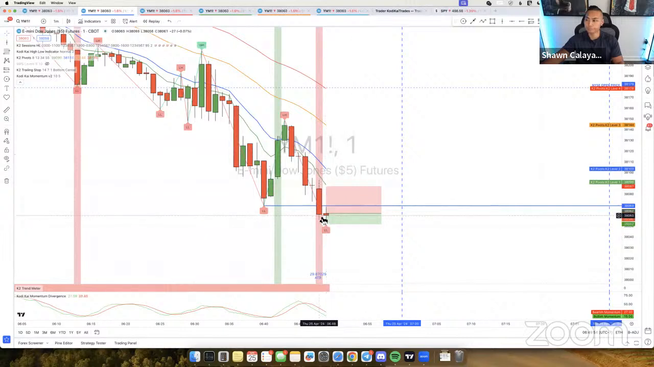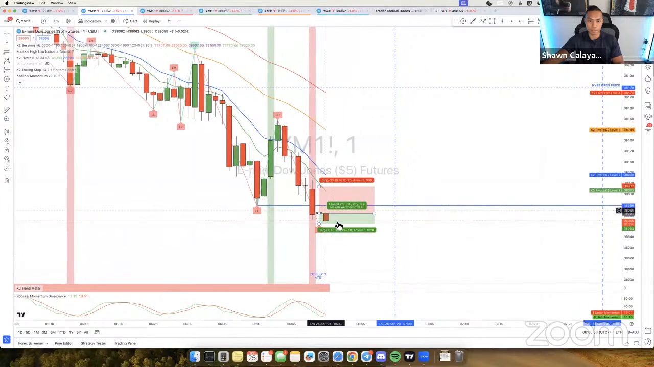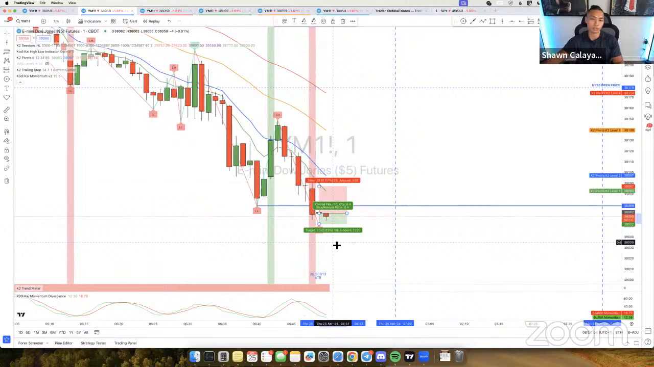Close down there. Got in, got out. I'm not going to take this, and obviously there's no triple confluence there. The candle didn't close with the red. Sorry, not triple confluence. There's no continuation there. So I got about 600.